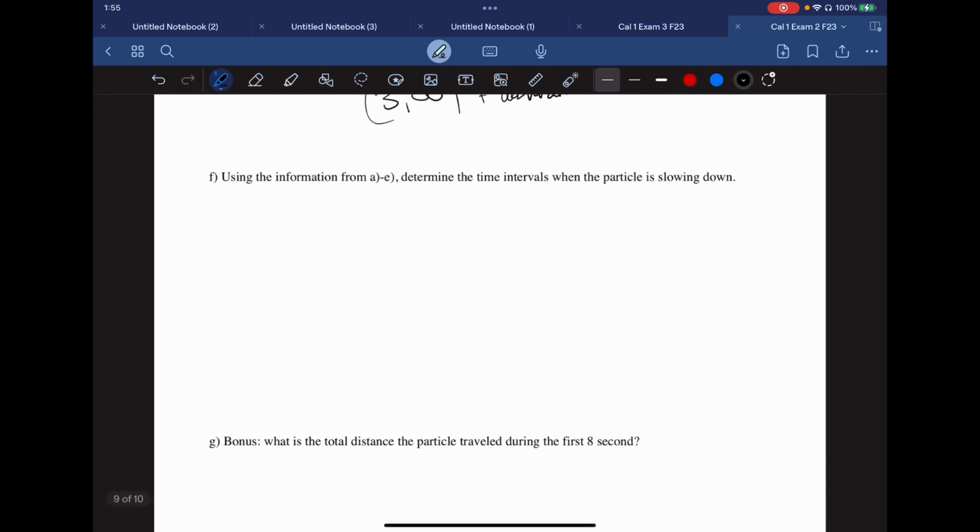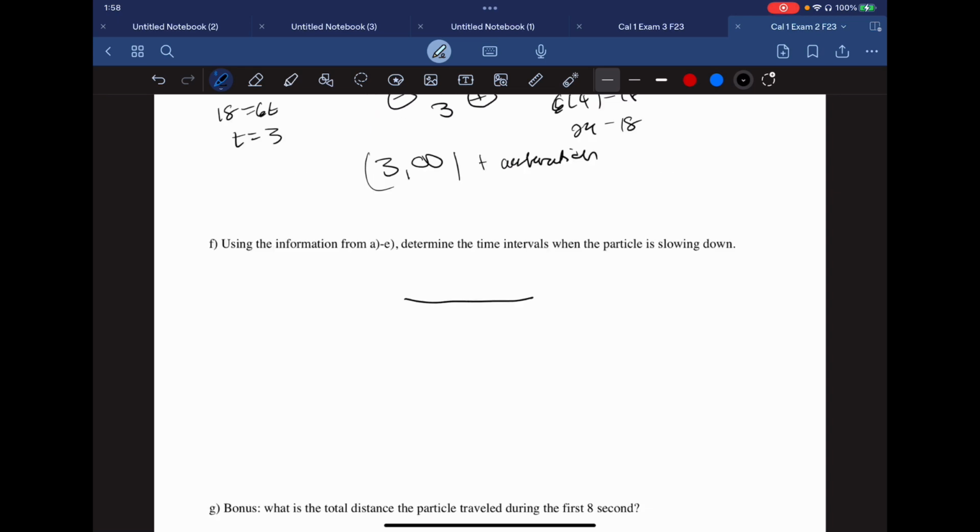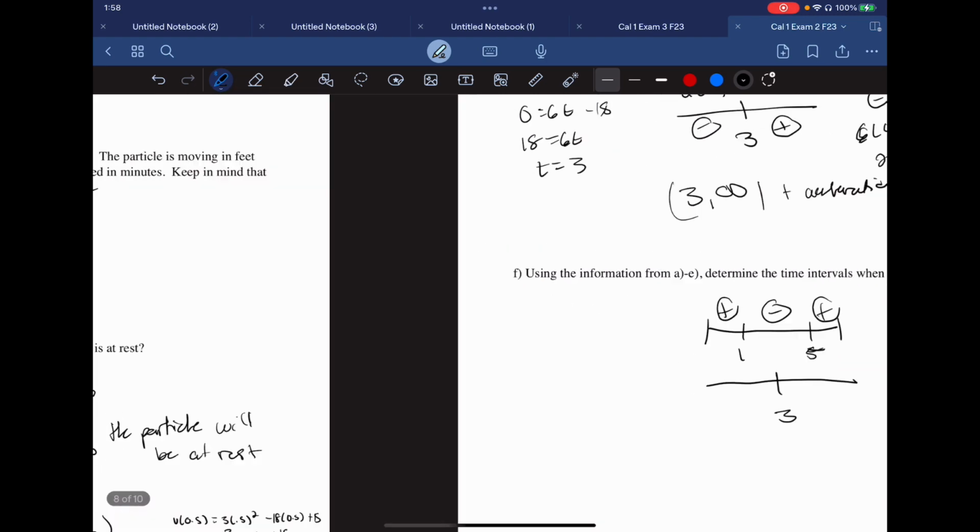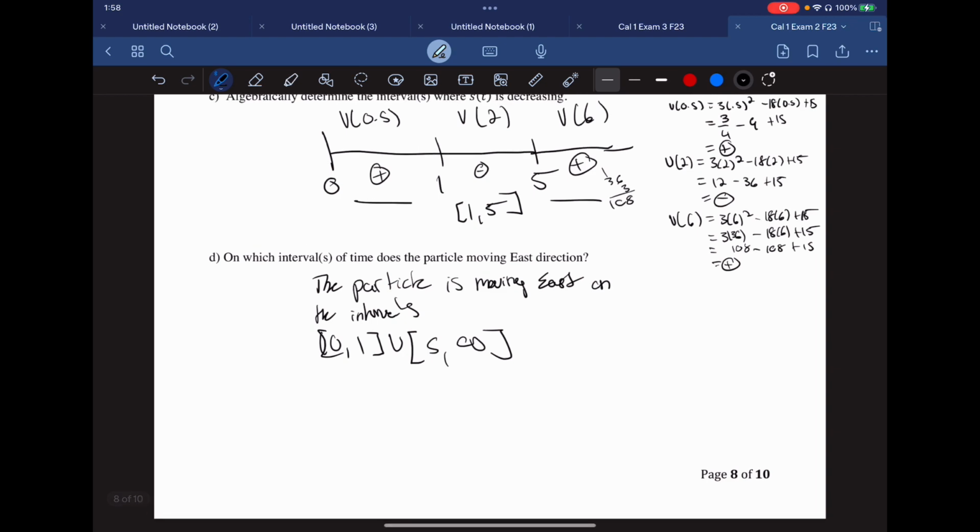Okay, using the information from A to E, determine the time intervals when the particle is slowing down. To do this, let's first copy down both our sign charts, and when the sign of the slope matches, it's going to be speeding up, and when it doesn't match, that means it's going to be slowing down. So we know that for 3, this is 1, this is 5, right? So it was decreasing here, increasing here, and increasing here, if I'm not mistaken.